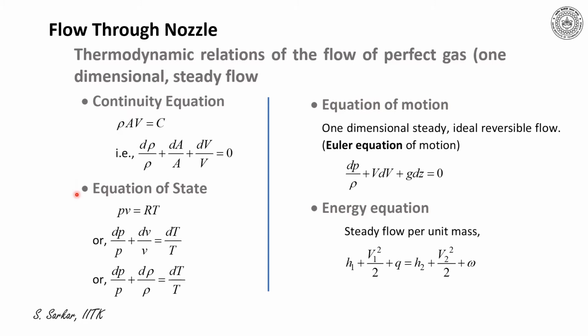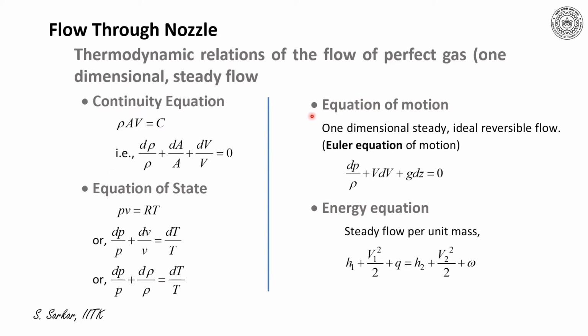Then the equation of state for a perfect gas is given as P v is equal to RT. P stands for the pressure, small v the specific volume, and T means the temperature. Thus this equation can be put in the differential form as dP by P plus dv by v is equal to dT by T. Or it can be written as dP by P plus d rho by rho is equal to dT by T.